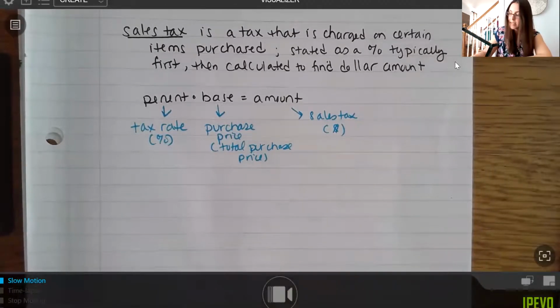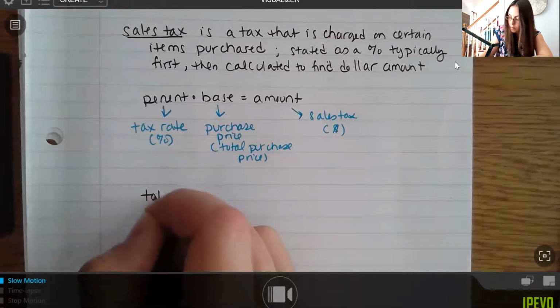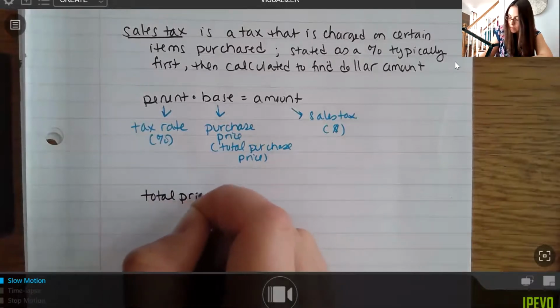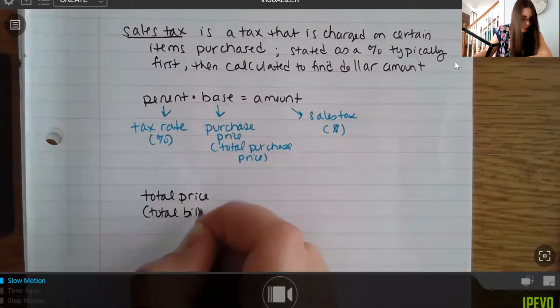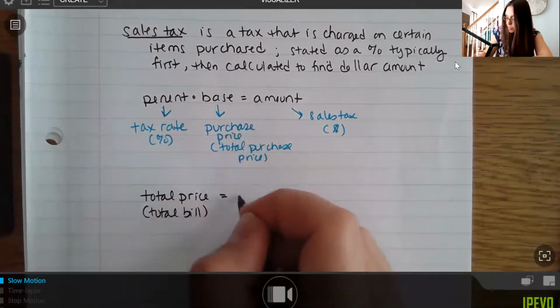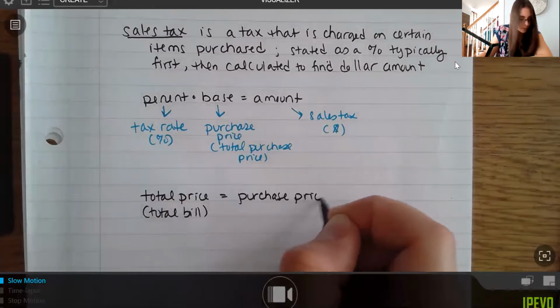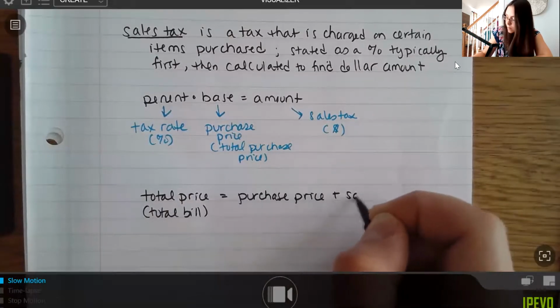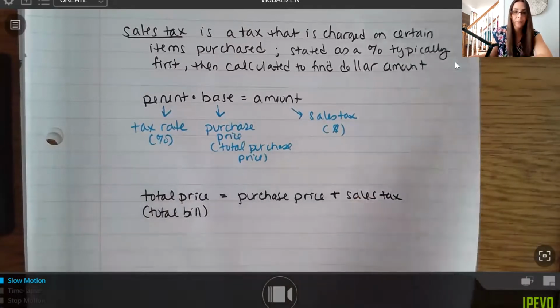Once you have that sales tax, then what you can do is you can find your total price or total bill, which would equal the purchase price plus your sales tax.